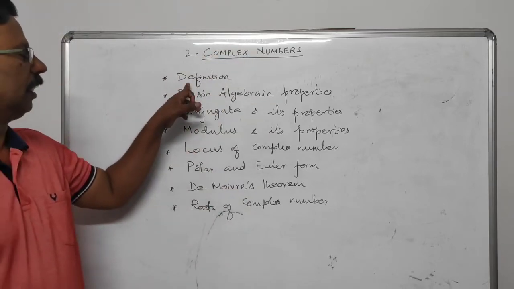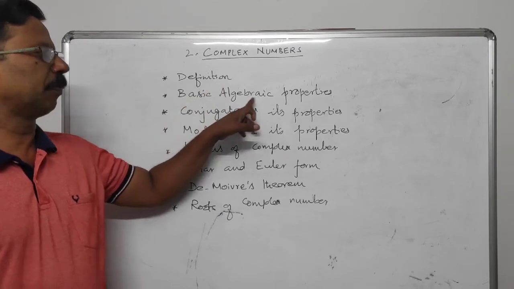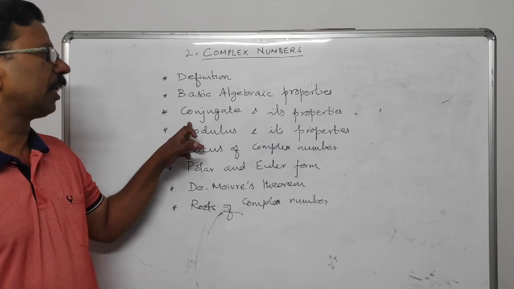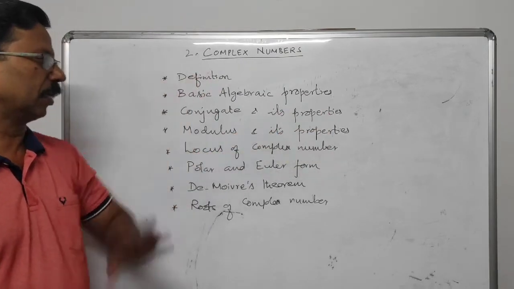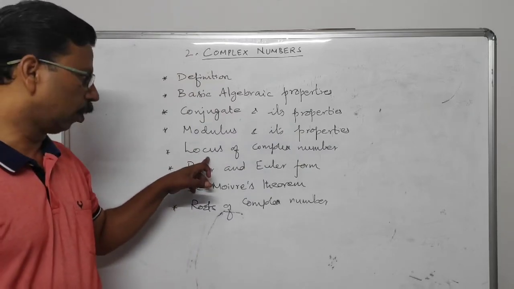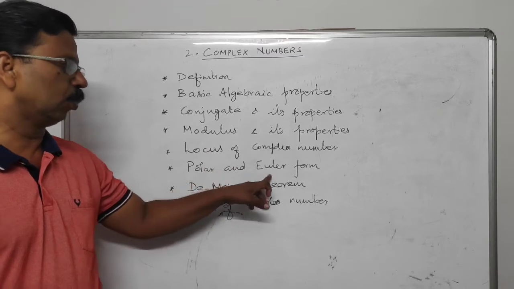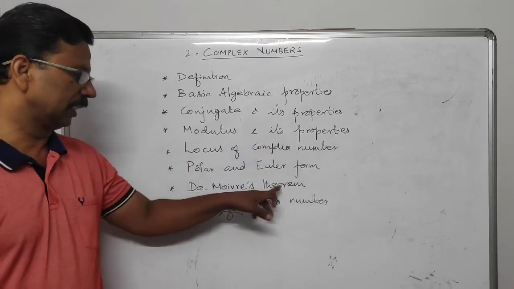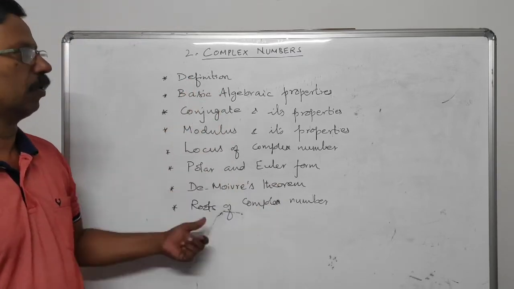First one is, let us say, what is the definition of a complex number and the basic algebraic properties of a complex number. After that, we are going to see conjugate and modulus and their properties. We are going to see the locus of a complex number. The next one is the polar and Euler form of a complex number. Lastly, we are going to see De Moivre's theorem and roots of a complex number. These are the things we are going to see under this heading.